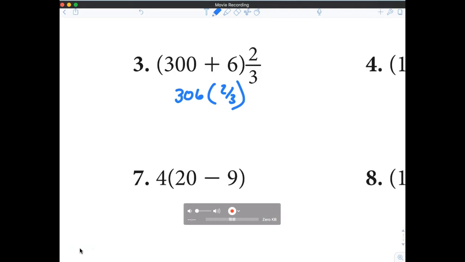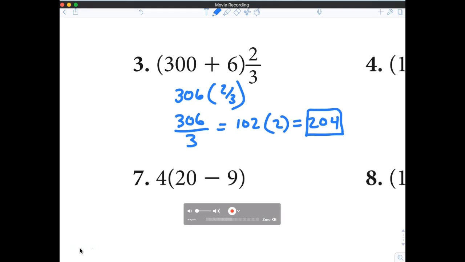All right, let me show you what I mean by that. So I'm going to take 306, and I'm going to divide that by 3. That's 102. And then I'm going to multiply that by what? Times 2. So that's 204. 204. Everybody okay with that? Yeah. Anybody have any issues?